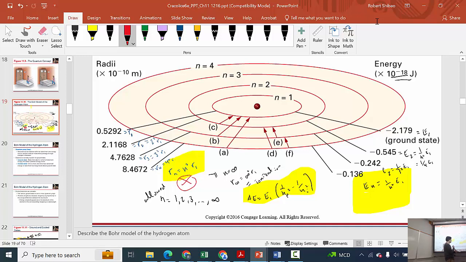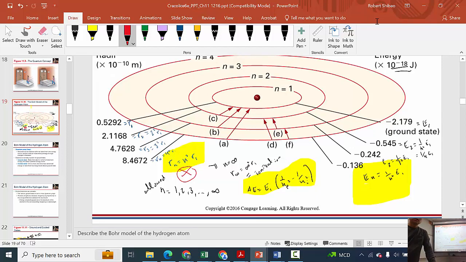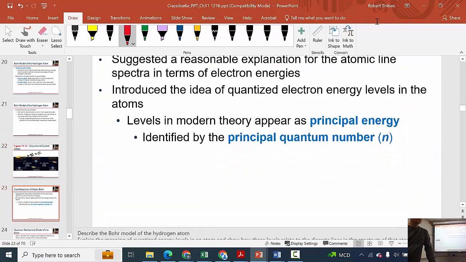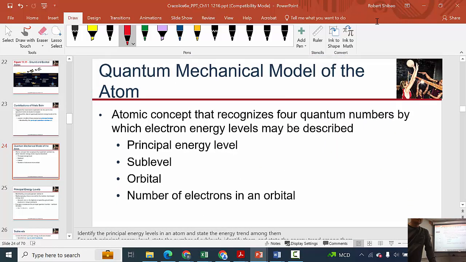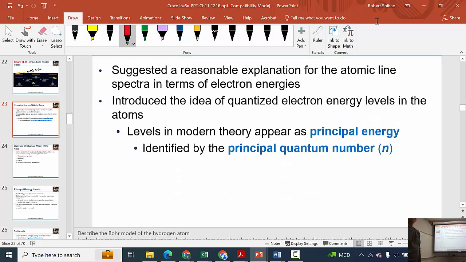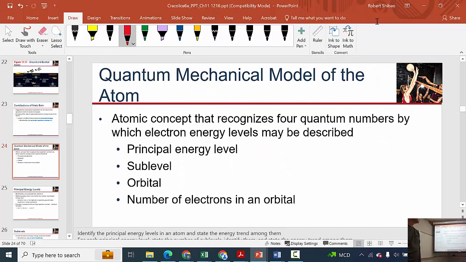It turns out that when we look at the Bohr model, the Bohr model says that energy only depends on the variable n, where n can go from 1 to infinity. Well, the variable n is still there. We call it the principal quantum number. But there are more variables that we have to consider. So we have to look at the quantum mechanical model of the atom.